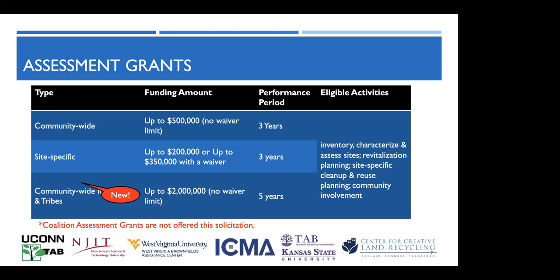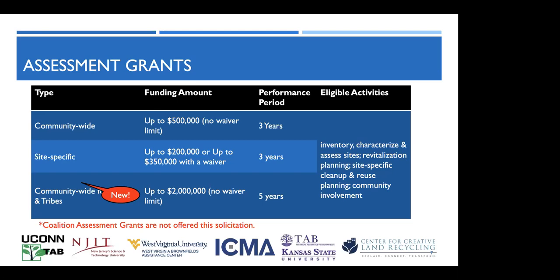So the first one up here is your community-wide assessment grant, and you can request up to $500,000 for that grant. It's got a 3-year performance period. These types of grants are appropriate when a specific site is not identified, and the applicant plans to spend grant funds on more than one brownfield site in its community.